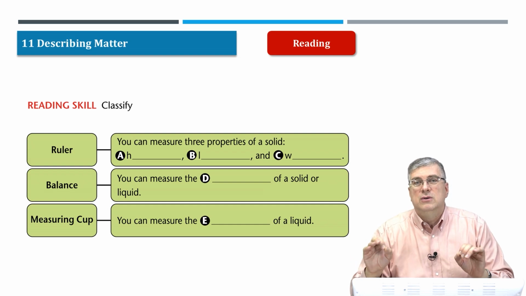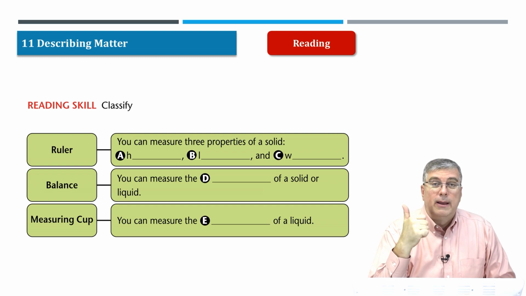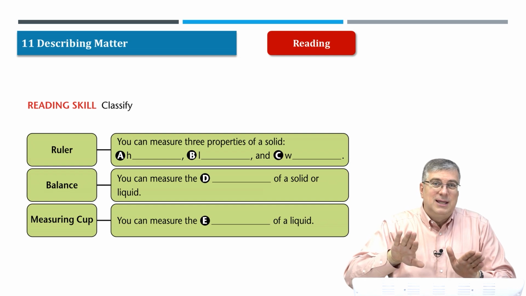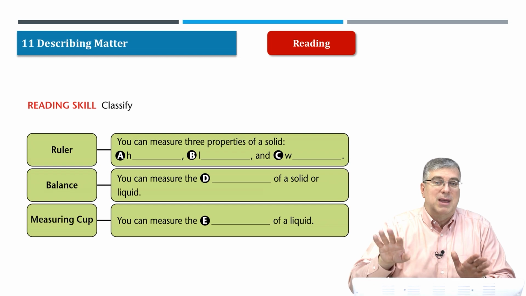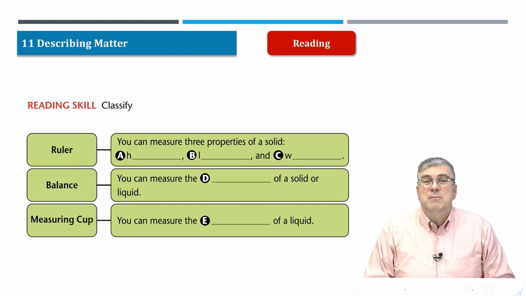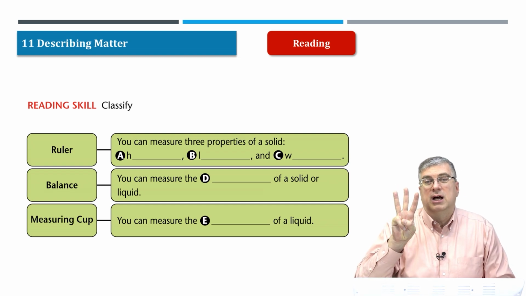What are the tools we use to measure things? Over on the left side, we see ruler, balance, and measuring cup. So we're dividing these three measuring tools by what they measure. First of all, the first example, we have ruler. What do we measure using a ruler? You can measure three properties of a solid.